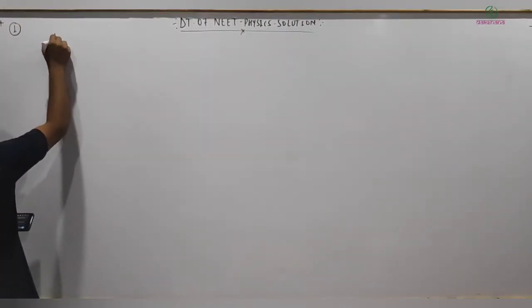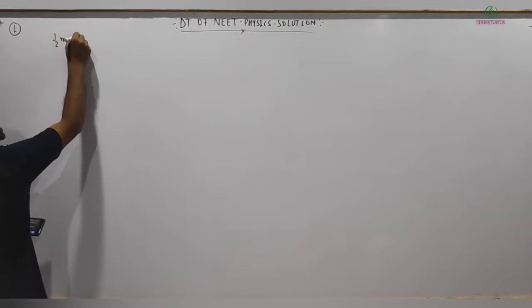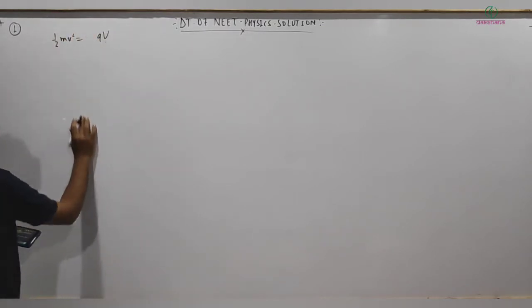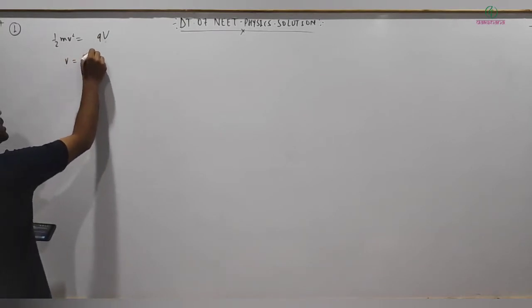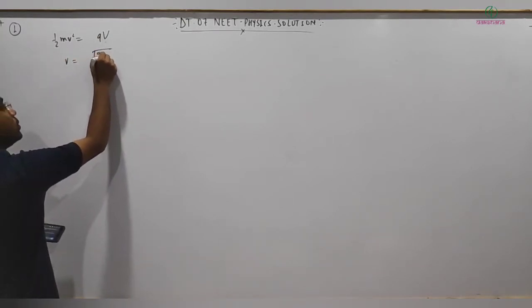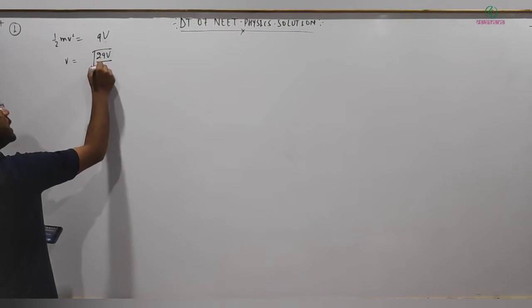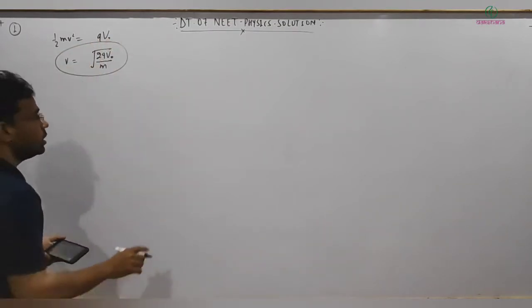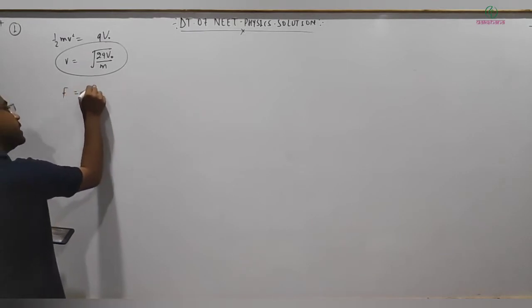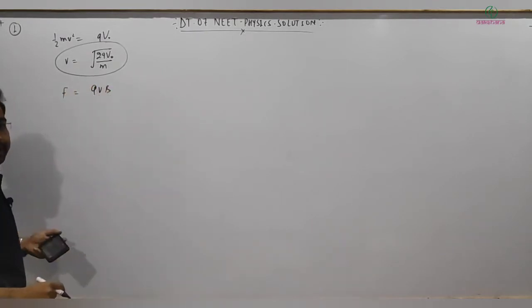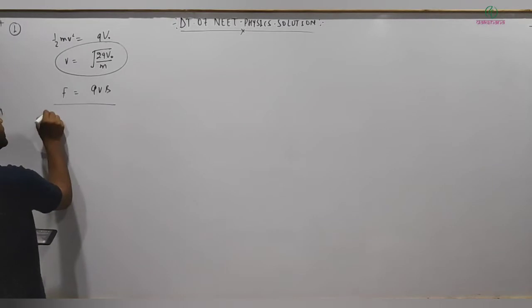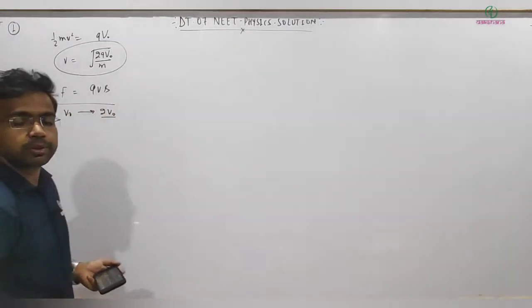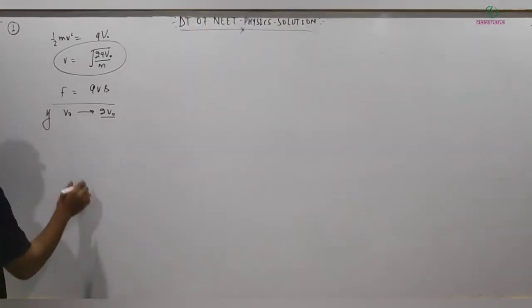The electron is accelerated through some potential difference V, so it gains a kinetic energy half mv squared, and we get v equal to under root 2qV divided by m. Let me write this V naught as the accelerating potential, and the magnetic force is given by qvB. Now in the next case, if V naught is made 2V naught, then what will happen?